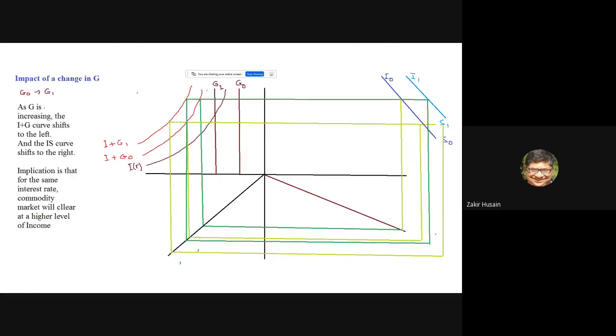Then we come to the impact of a change in G. As G is increasing, the curve will shift rightwards. Sorry, it will shift leftwards. Therefore, the I plus G curve will also shift leftwards. And as you can see, the IS curve is going to go up. It is going to increase. So that means given the same rate of interest, the market will clear at a higher level of income. Because government spending has gone up, that means demand has gone up, so the supply also should increase.